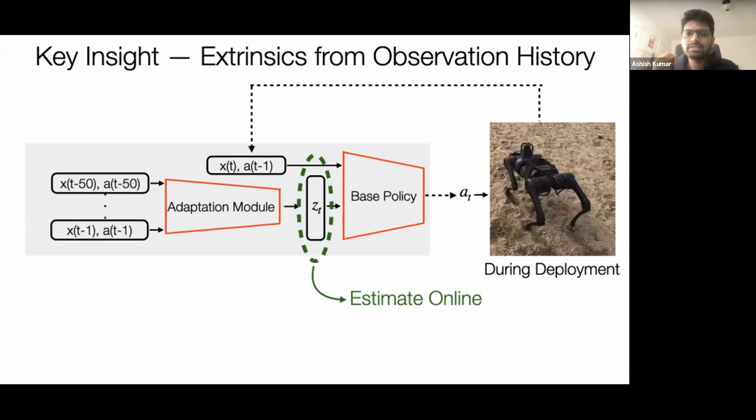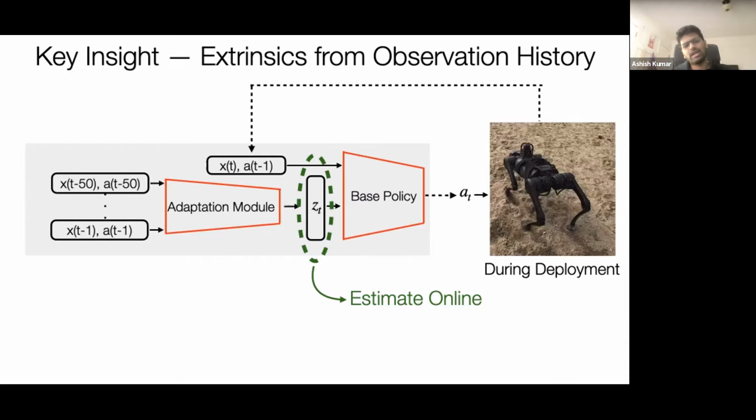But why should this even be possible? So if you think about it, let's say I'm walking on sand and my feet sink in deeper than I expected, then I know that I'm walking on a deformable surface. Similarly, if you're walking on a slippery surface and the feet move further than you expected them to, you know that the surface is unstable or slippery. And this information can be predicted just by looking at your own motion. And this is the signal that we're going to exploit.